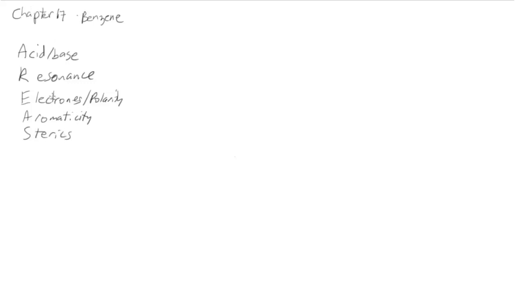So four of those we've been talking about a lot already: acid-base, resonance, electronegativity, and sterics. Now we're finally going to look at aromaticity in this chapter. So first we better talk about benzene and what benzene is. Benzene is the molecule C6H6. It's really the simplest of the aromatic compounds.